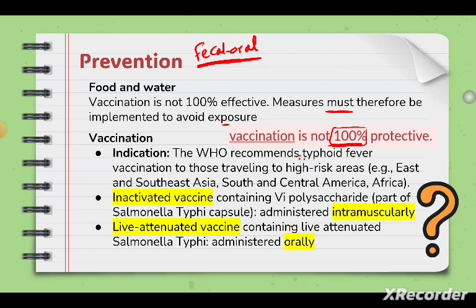And regarding vaccination, it's indicated in people who are traveling to high risk areas, especially East and Southeast Asia, South and Central America or Africa. And there are two types of vaccines against typhoid fever. The first is inactivated vaccine or killed vaccine, and this vaccine contains Vi polysaccharide, which is part of the Salmonella typhi capsule, and because it's a killed vaccine or inactivated vaccine, it's given intramuscularly. And the other vaccine is live attenuated vaccine, which can be given orally, and this vaccine contains live attenuated Salmonella typhi.